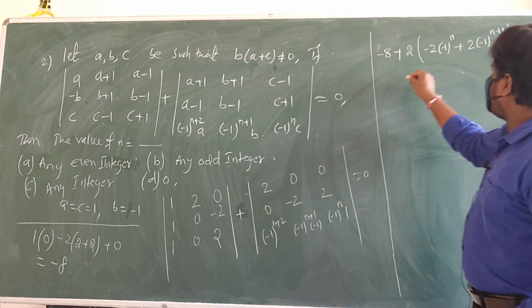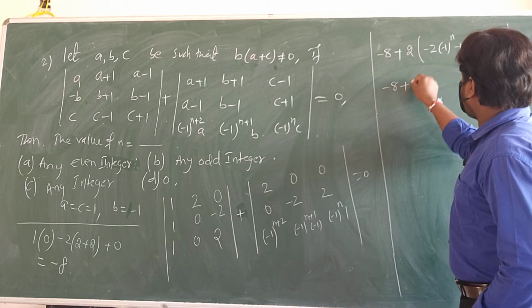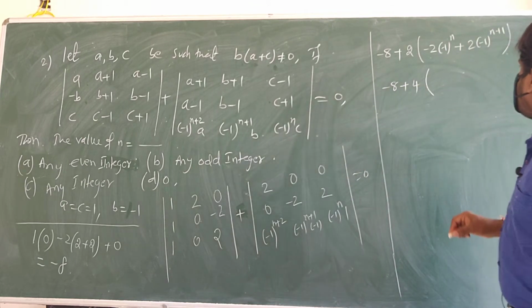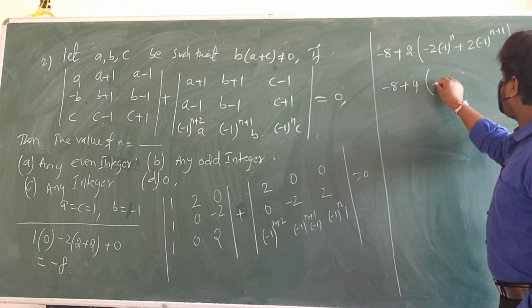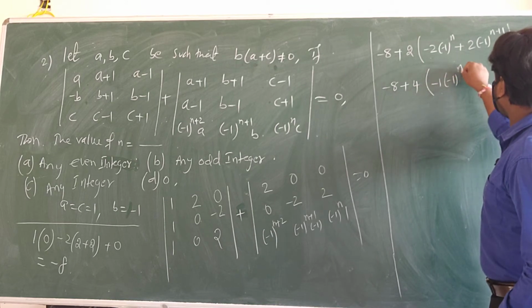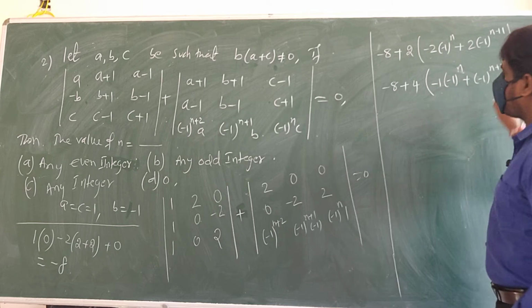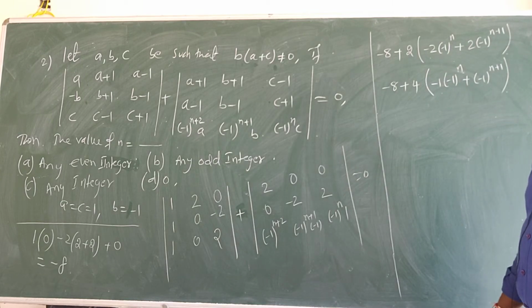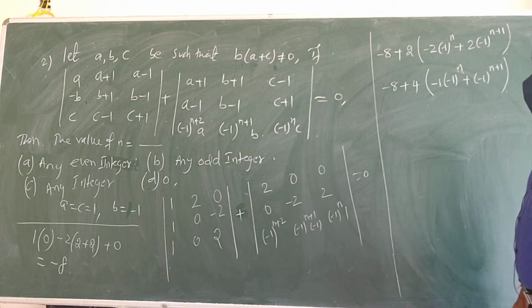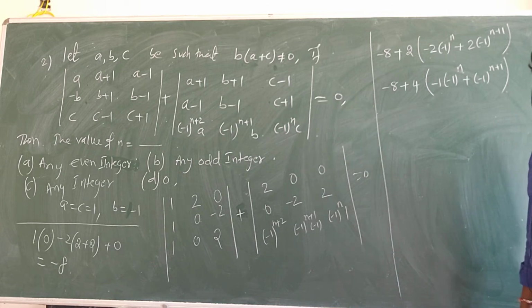I can take 2 common out. Minus 8 plus 4 into minus 1 into minus 1 power n plus minus 1 power n plus 1. Correct? Is it right? Okay, this should be 0. You have to get this value as 0. So for what value of n will this become 0? That is the question.